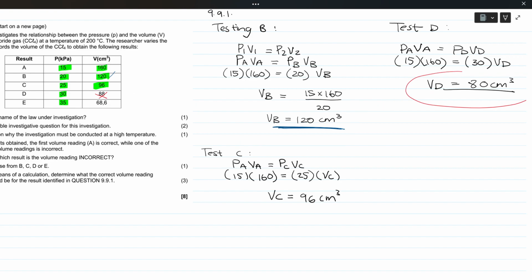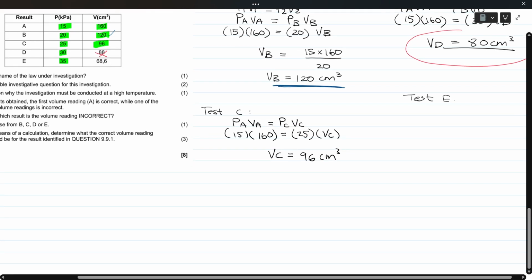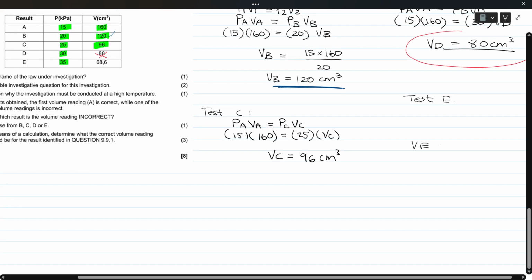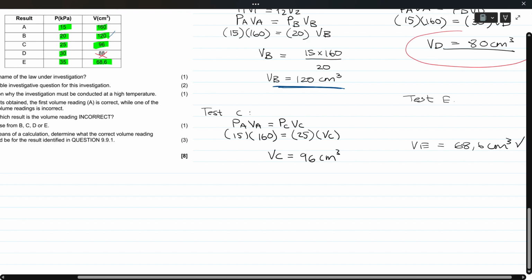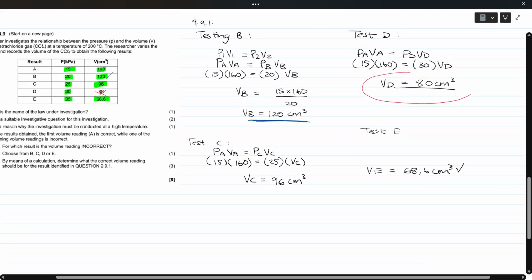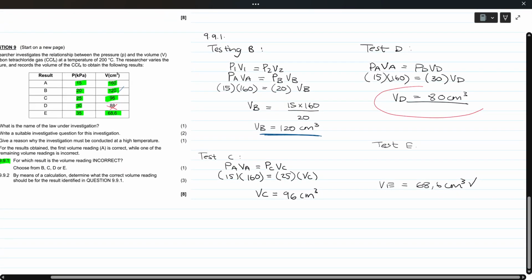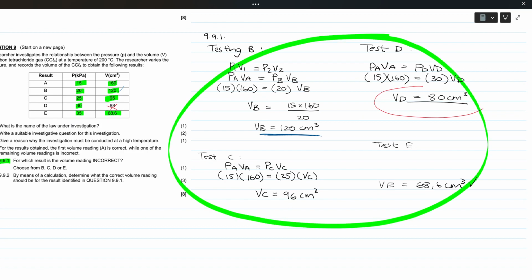But just to make sure, we'll also go and test reading E. And if you test reading E, you should find that the volume for E actually does work out to be 68.6 centimeters cubed. So this one is correct. You can mark that as correct. And then what happens here is we found the incorrect reading. It's going to be result D. Okay, but as long as you understand what we're doing here, that's the most important thing.